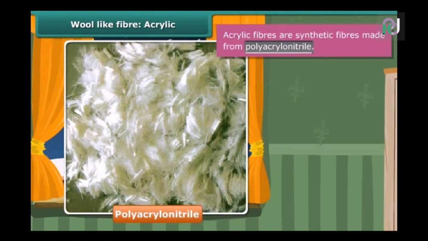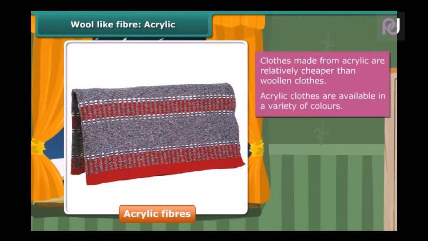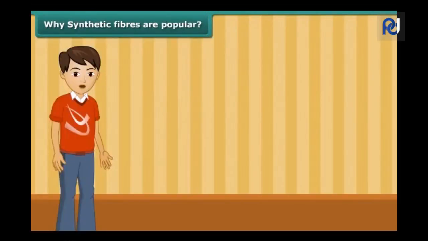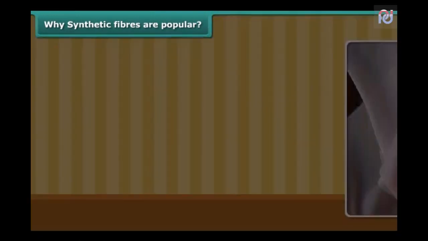Can you think of any advantage of acrylic fiber over the wool obtained from the natural resources? Well, wool obtained from the natural resources is quite expensive. Clothes made from acrylic are relatively cheaper than the woolen clothes. Acrylic clothes are available in a variety of colors, which is not possible in the natural wool every time. By now, you know what makes synthetic fibers more popular than the natural fibers.